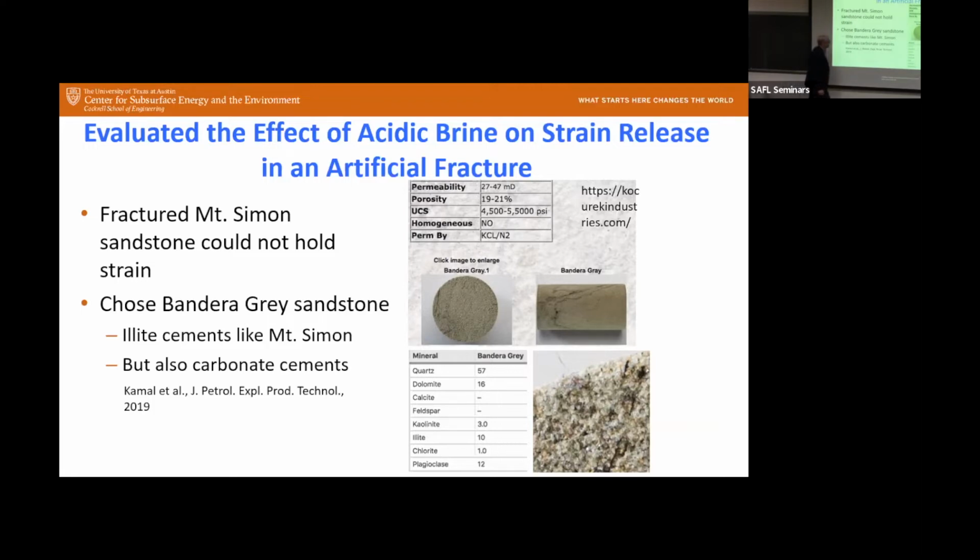The Bandera gray is 57% quartz, 16% dolomite, 10% illite, 12% plagioclase, and then smaller amounts of kaolinite and chlorite. So we have quite a bit of dolomite, 16%, and carbonates are a very common cementation agent in reservoirs. I think this is representative of many reservoirs you might have, but the Mount Simon had pretty minor amounts of that. Also, you can see it had good permeability and a pretty high porosity.